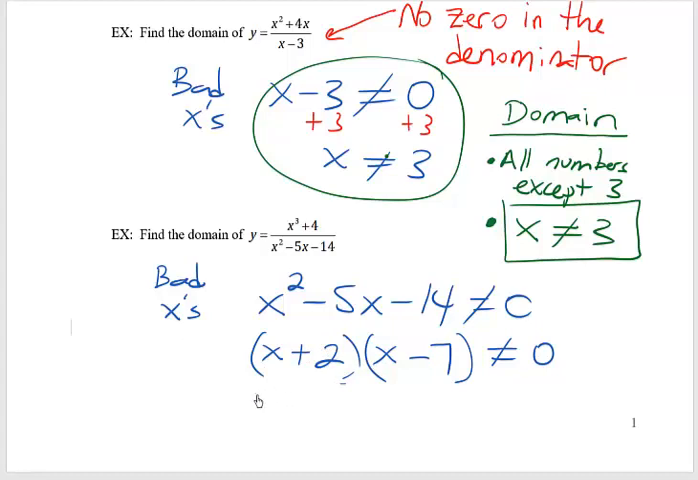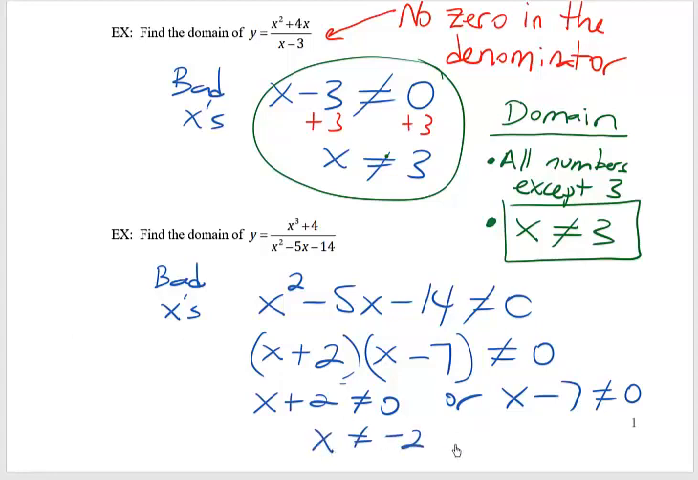Then I use the zero product principle, so either this guy is 0 or this guy is 0. Again, I'm using the slash to remind myself of the bad x's. You don't have to do that. Looks like I end up with x equaling negative 2 as well as x equaling 7. Well, what are we saying here? We're saying that this time there were 2 bad x's. Negative 2 was a bad x and 7 was a bad x.